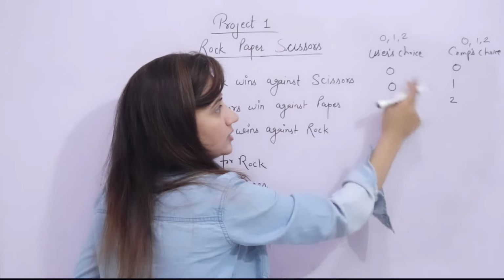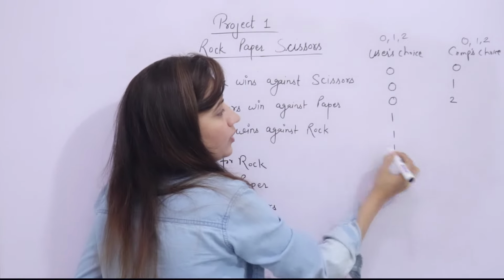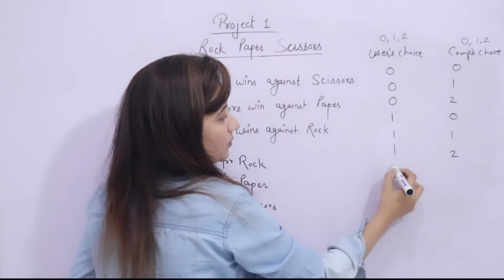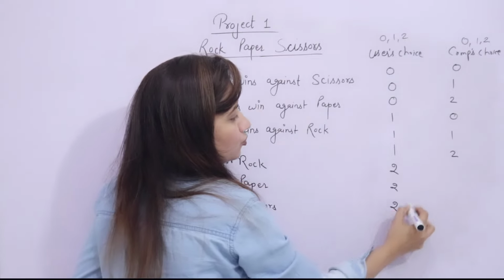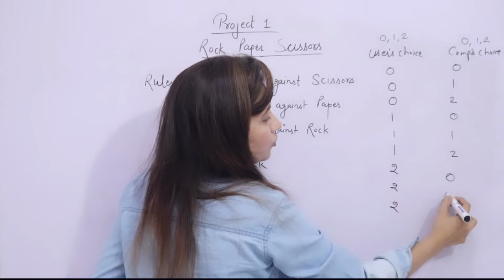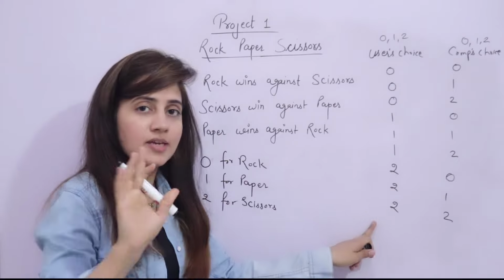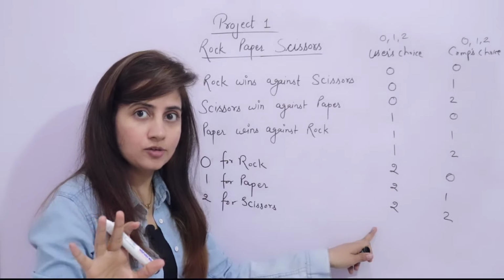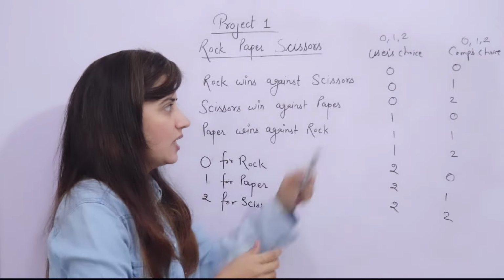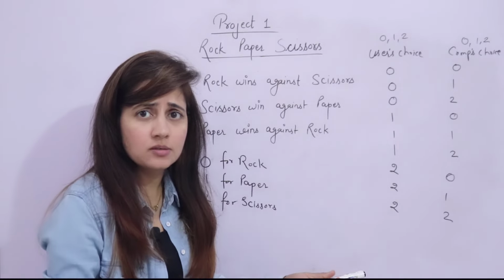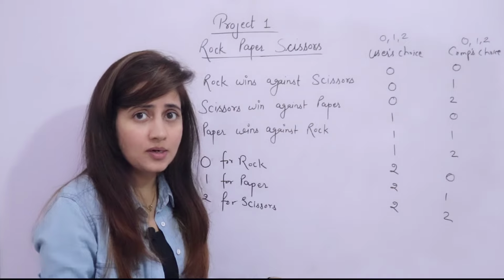With 0, 3 cases. Then 1, again computer can generate either 0, 1 or 2. Suppose user's choice is 2, again computer can generate either 0, 1 or 2. Total 9 cases can be there. That's it, right? So now you have to check these 9 cases only, and based on that you have to put some condition, if else, if statement, right?